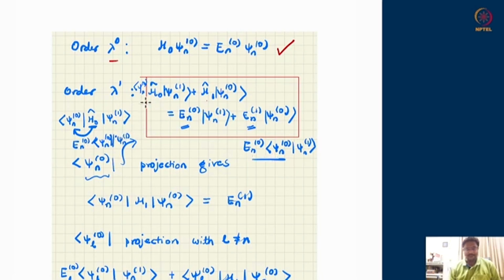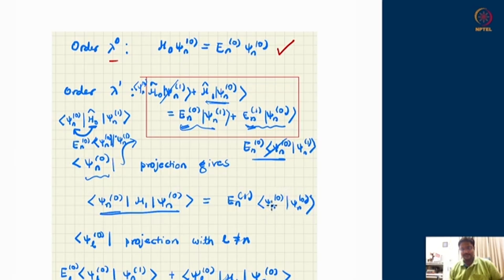So the first term on the left and the first term on the right after the projection along psi n0 exactly cancel each other. This will be cancelled with this, which is the projection of this term along the psi n0. And I will be left with the projection of the second term along the psi n0, which is this in the left hand side, and the projection of the second term on the right hand side along the psi n0. Since psi n0 is a well normalized state, this is going to be 1, and therefore we had written only En1 on the right hand side.